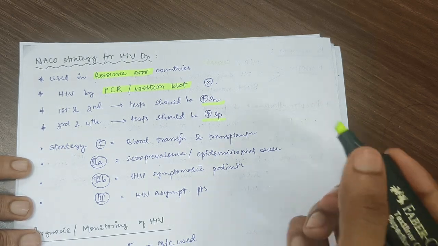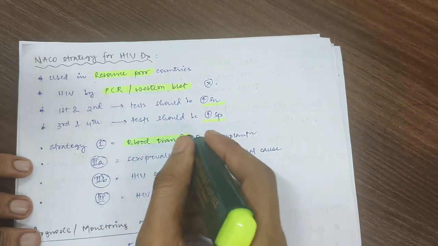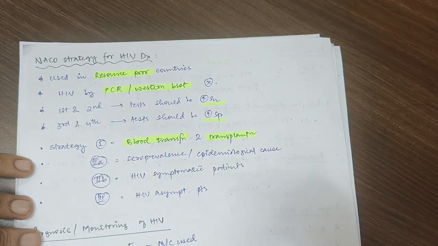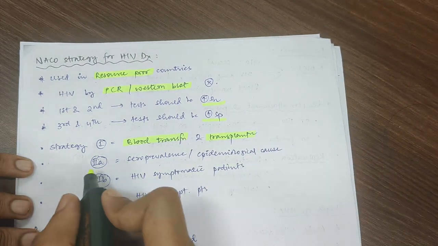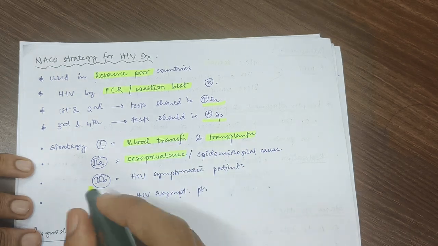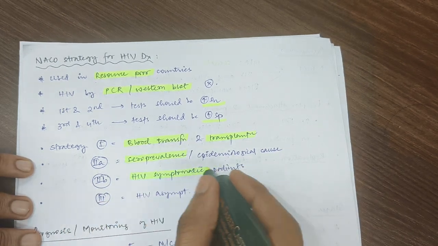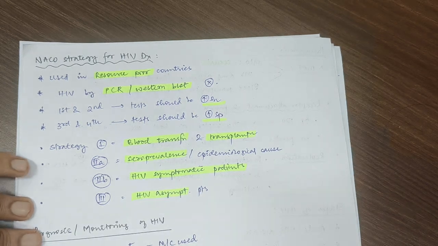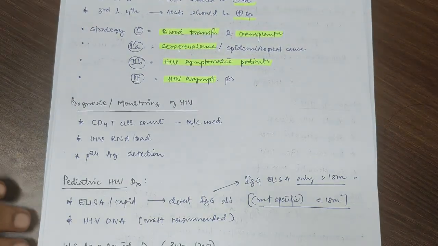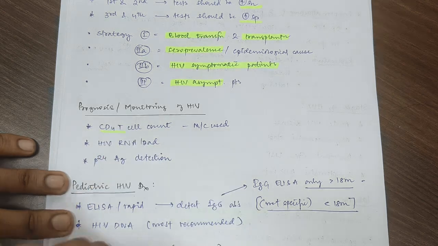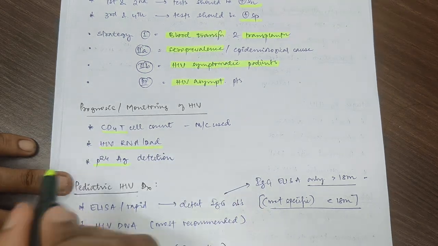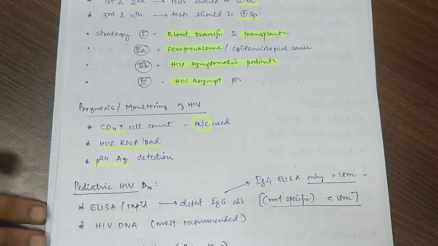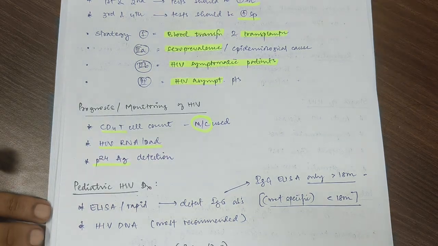Strategy 1. In strategy 1 you are going to do the NACO diagnostics for blood transfusion people and transplantation people. Then 2A, it is based on seroprevalence. Then 2B, HIV symptomatic patients. Then 3 is for HIV asymptomatic patients. Prognosis and monitoring: CD4 T cell count, HIV RNA load and P24 antigen detection. Most commonly used is CD4 T cell count.